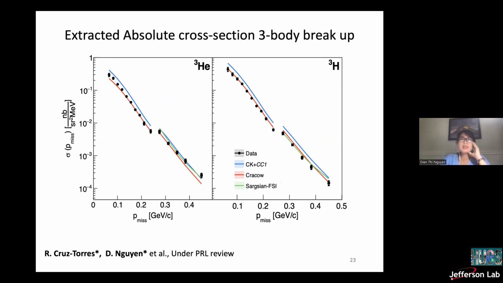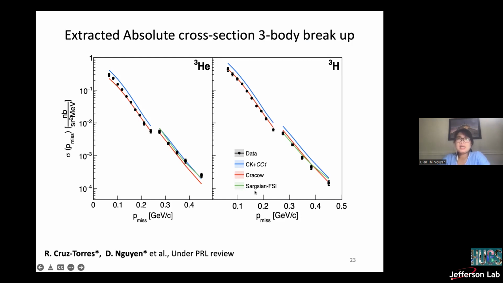This is the data we took in Hall A on both helium-3 and tritium. The first step we did is to get the absolute cross section, and then we compare this absolute cross section from the data with different calculations. All of them are, how should I say, the most comprehensive calculations for the A=3 system that exist so far. We will have the CK-CC1 calculation. Another group is Krakow and Misak Sargsian.